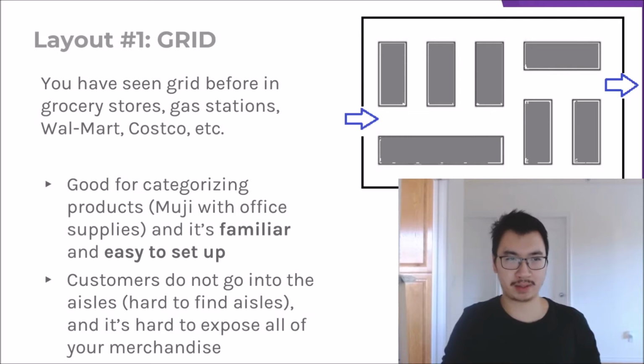All right, let's learn about the first type of layout, which is a grid layout. You may have seen grids before in grocery stores, gas stations, and they're good for categorizing different products.